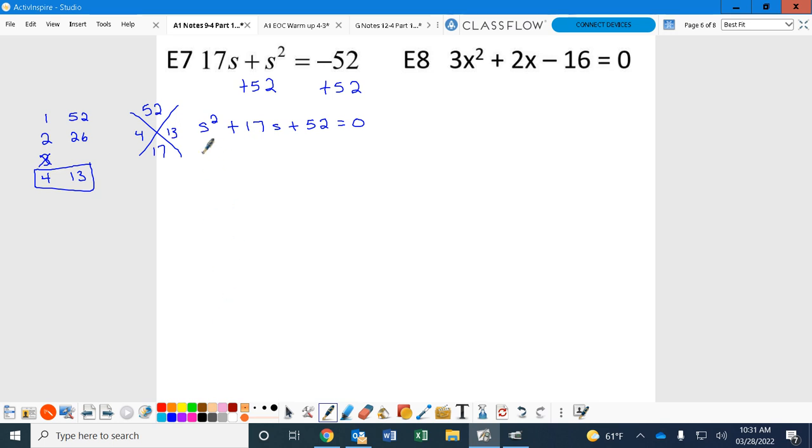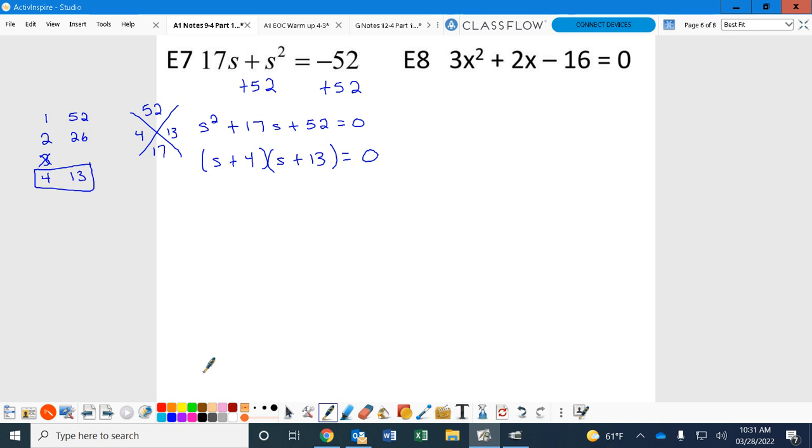So again, the whole goal is to make it a set of parentheses, multiplication of some kind, in order to make it equal 0. So at the front of each one of these parentheses, what are you going to write? Other variable, but yes, s. You're good. It is the right idea, though. It just happened to have a different variable. And then at the back, you're going to put your numbers from your diamond, which are going to be +4 and +13.